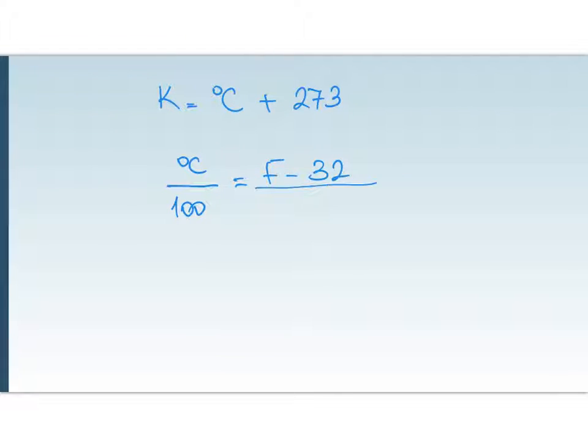So let's look at those unit conversions of temperature. Kelvin is equal to Celsius plus 273, or Celsius over 100 is equal to Fahrenheit minus 32 over 180.